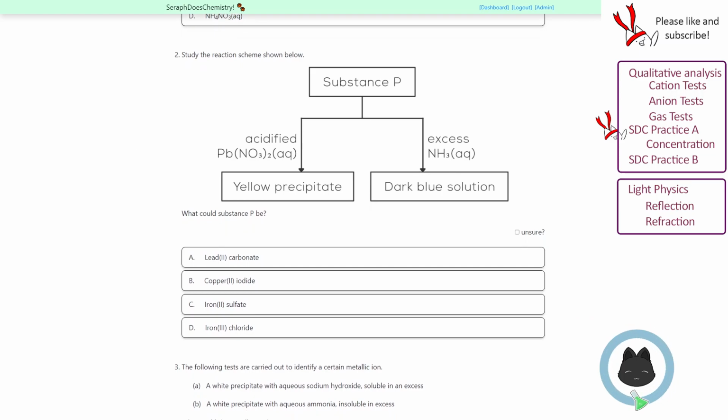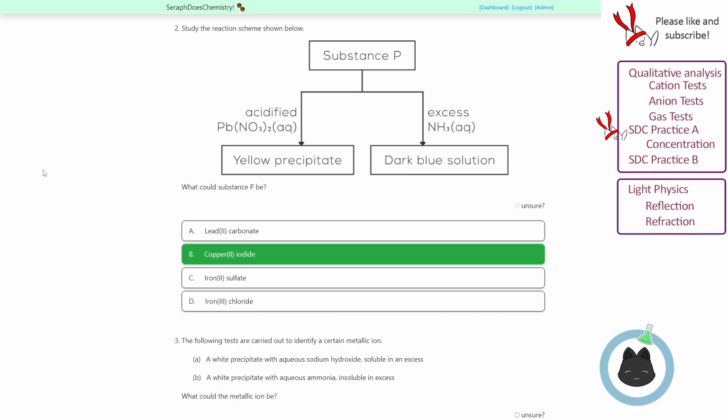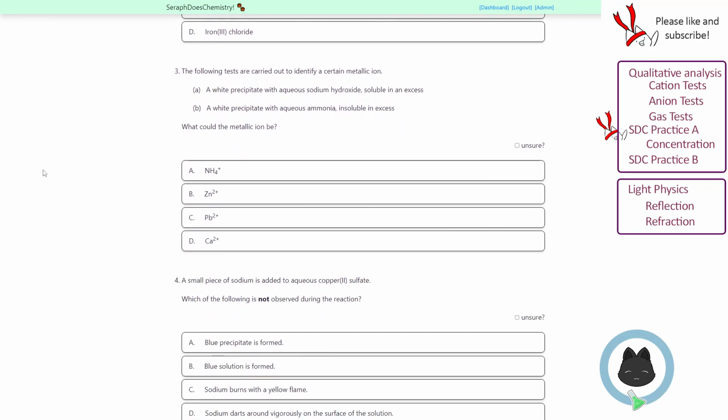Okay, question 2. Whenever we see a yellow precipitate, what is it related to? Iodide. Yeah. Then you need to figure out that with aqueous ammonia it's a dark blue solution. So what ions use the color blue? Copper. Yeah, copper iodide. Agree. Once you know what you're dealing with, it's actually quite easy. Okay, question 3.